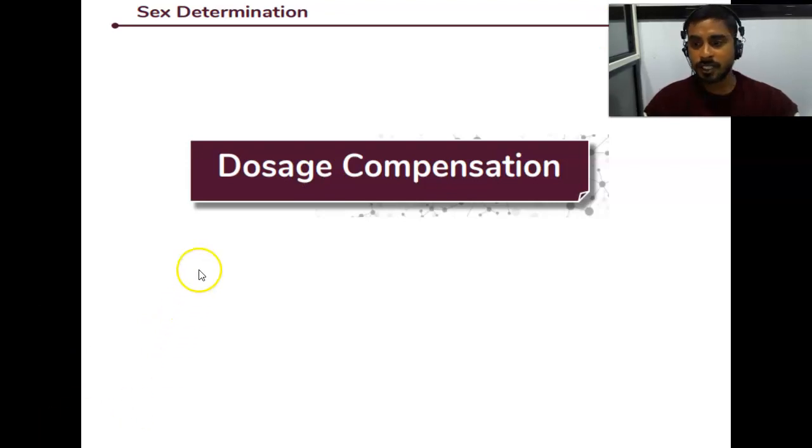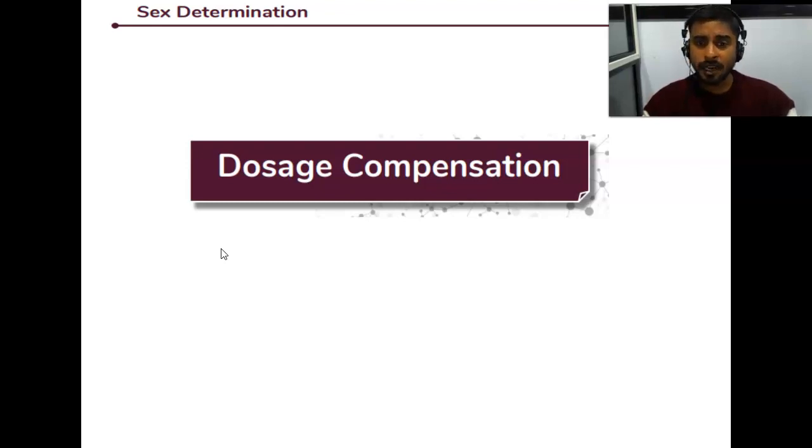Dosage compensation is needed because the female has two X chromosomes and the male has only one X chromosome and another Y chromosome. According to the Human Genome Project, the Y chromosome carries only 73 functional genes, whereas the X chromosome carries something around 900 to 1400 genes.